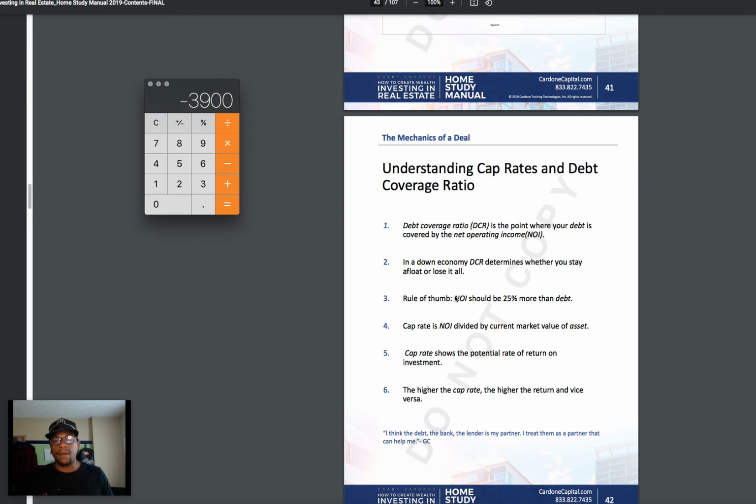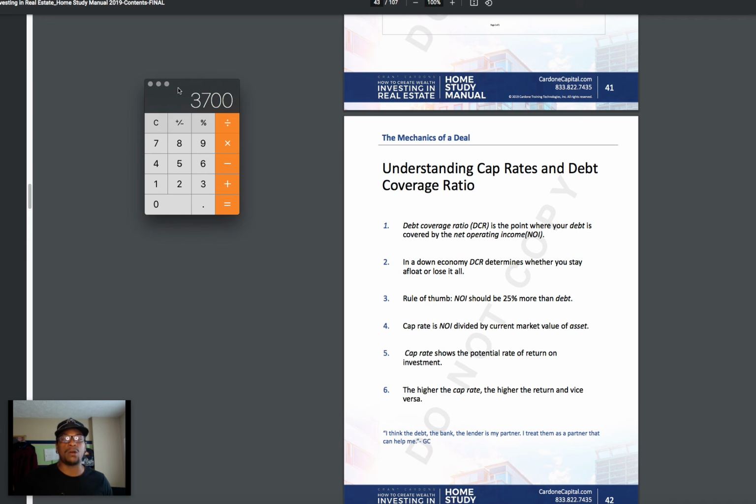All right, so rule of thumb: NOI, net operating income, should be 25% more than the debt. So let's check that out. 6,000 times 25% is 1,500. So 6,000 minus 1,500, I guess, is 4,500. We had 6,000 minus 2,300, which was our mortgage payment. So that's 3,700.